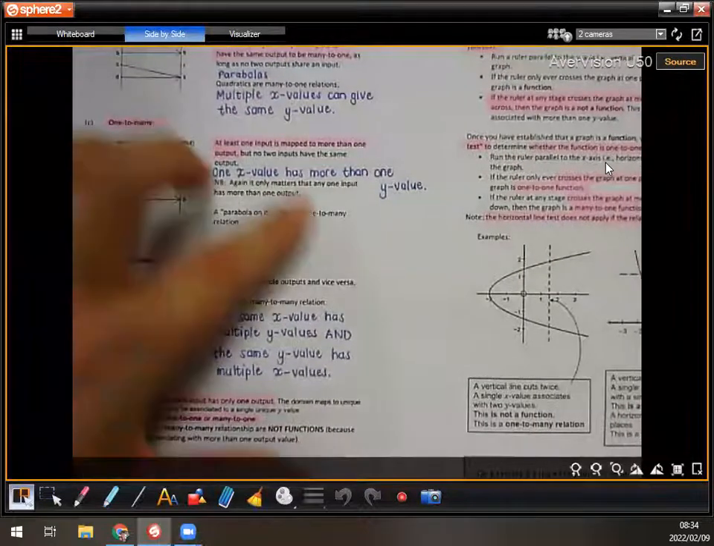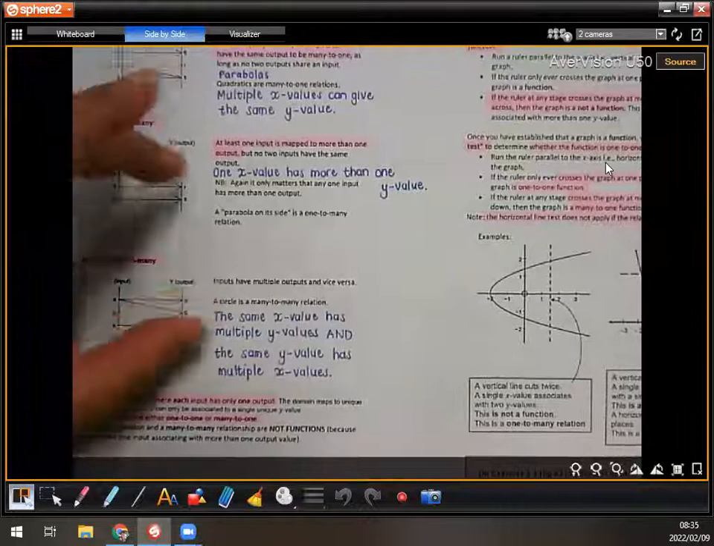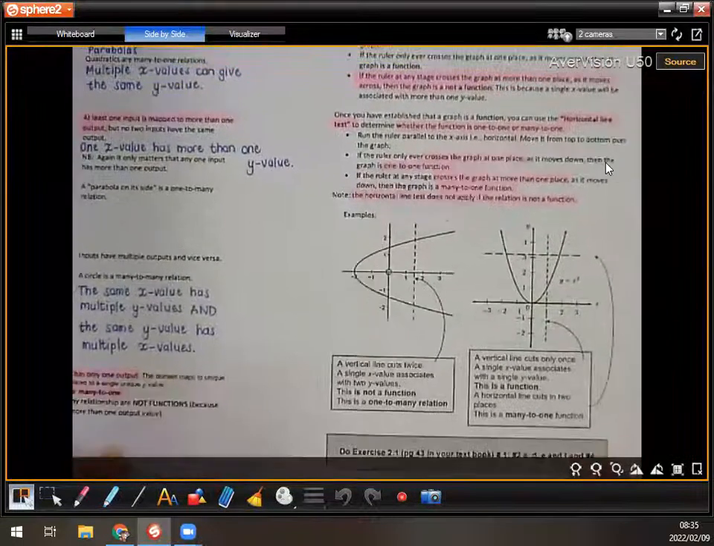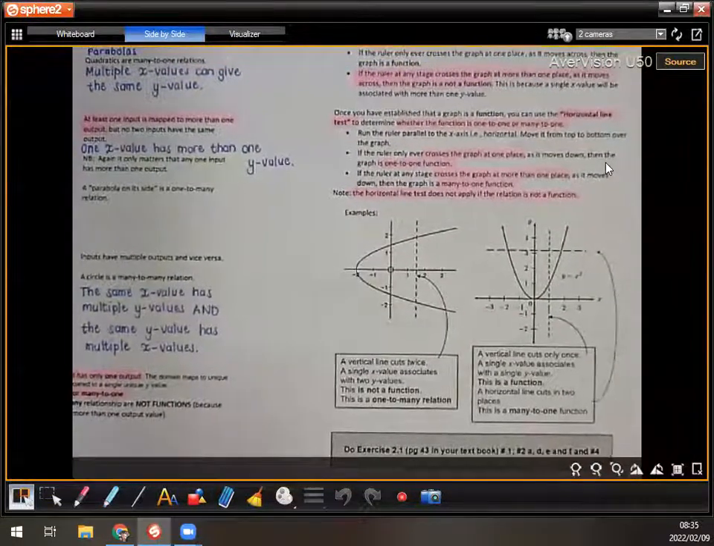Then you need to fall back on these definitions. I haven't really seen them asking questions like that, but you never know. So then you need to ask yourself, is it a one-to-many or many-to-many? One-to-many means one x value has multiple y values. But if it's many-to-many, that means that one y value also has to have multiple x values. So we will have to check whether that also happens.